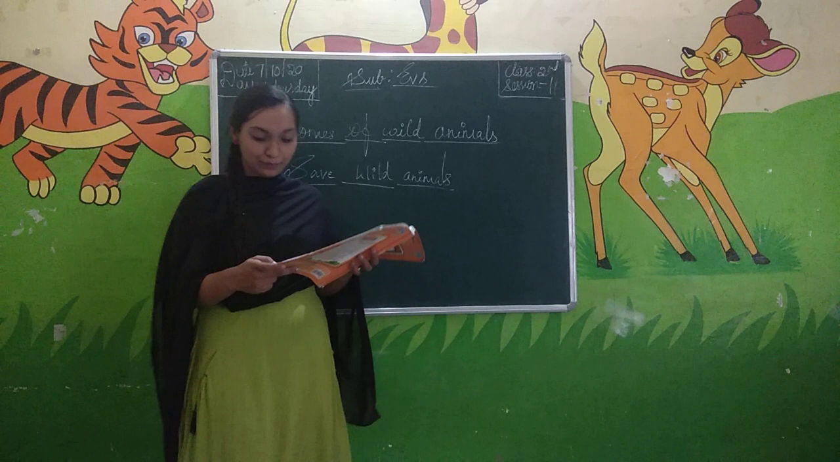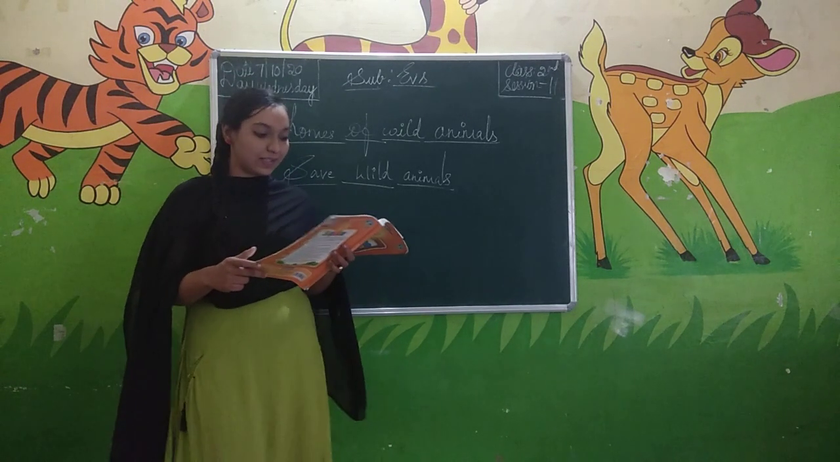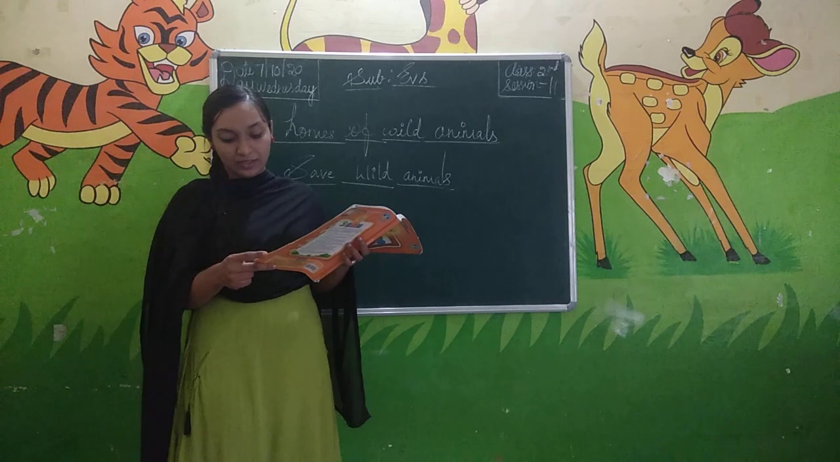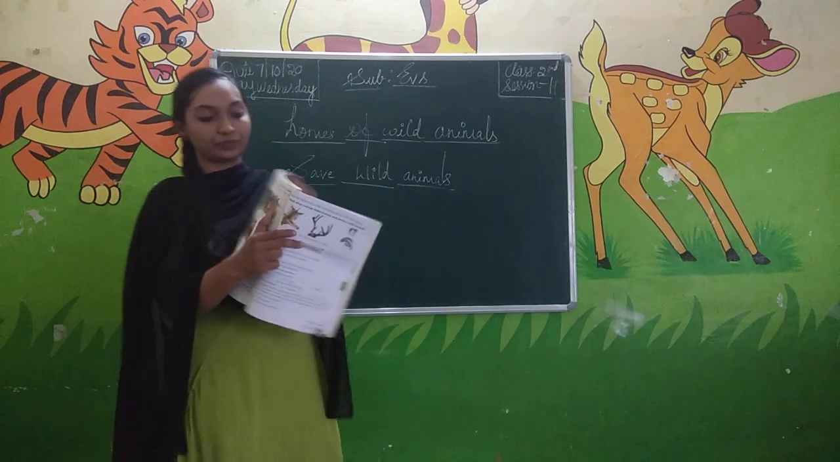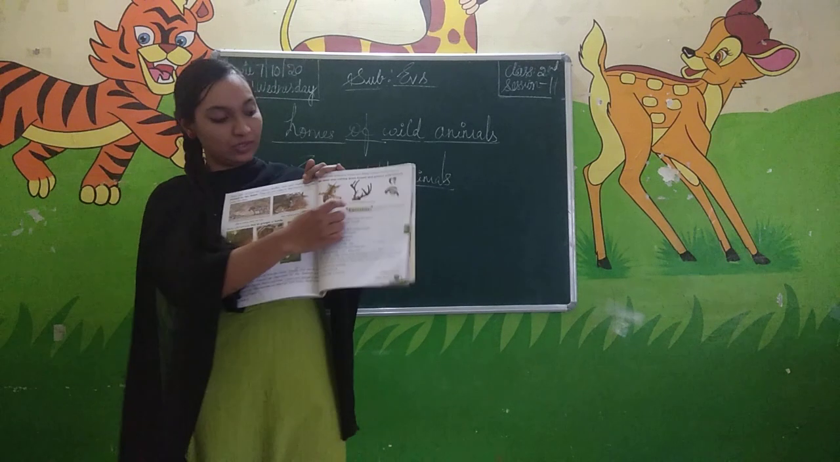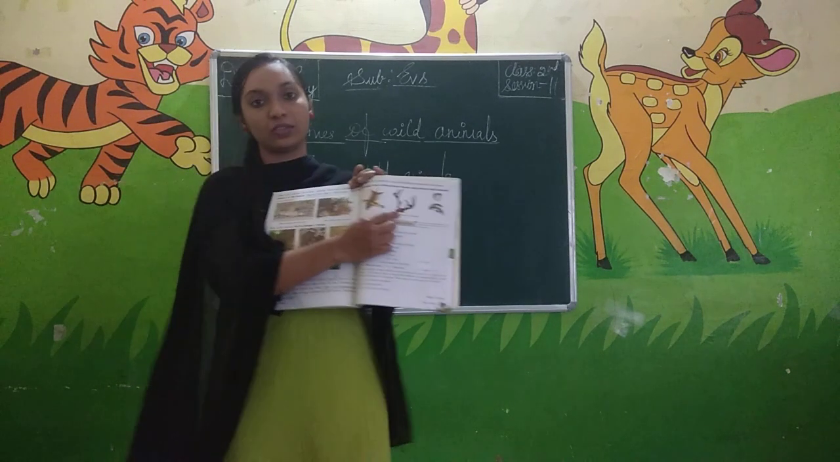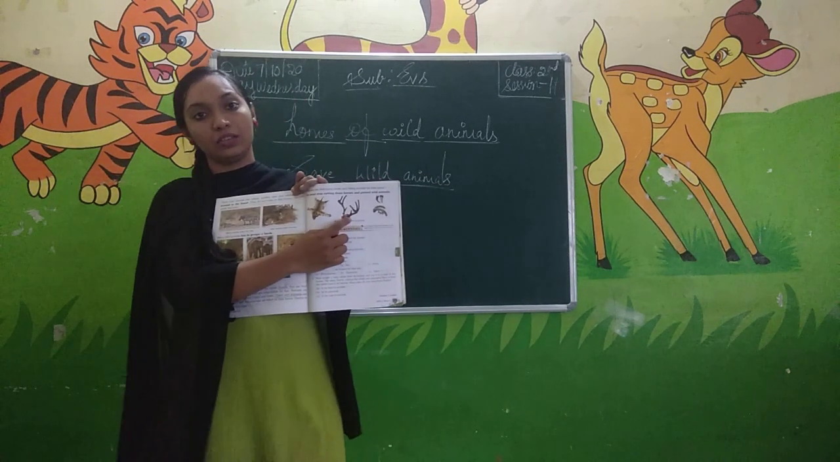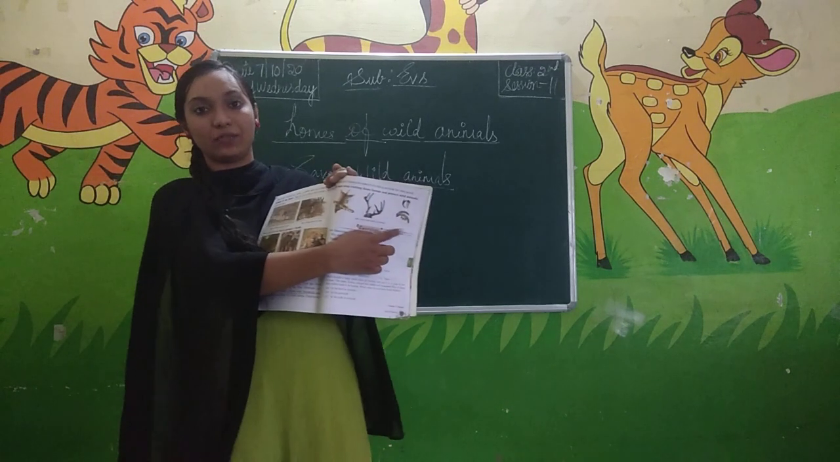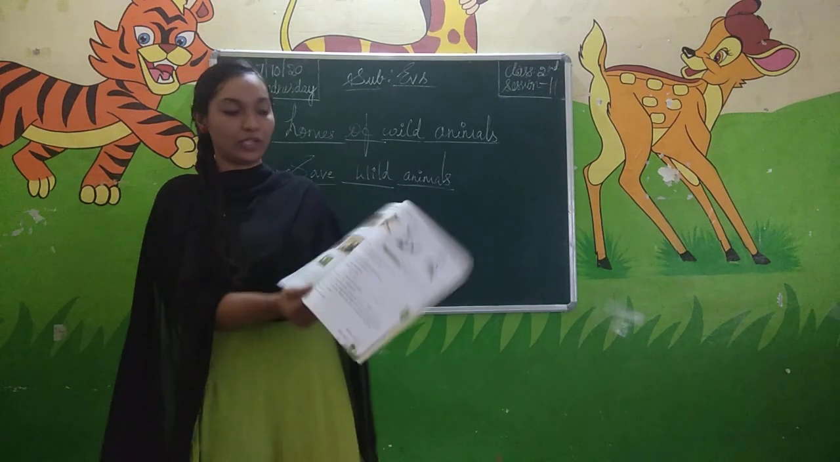So here there is a picture of skin, horns and tusks, on page number 187. This one is a picture of skin. The next picture is of a horn. And the third picture is of a tusk, that means a tooth. Okay, children.